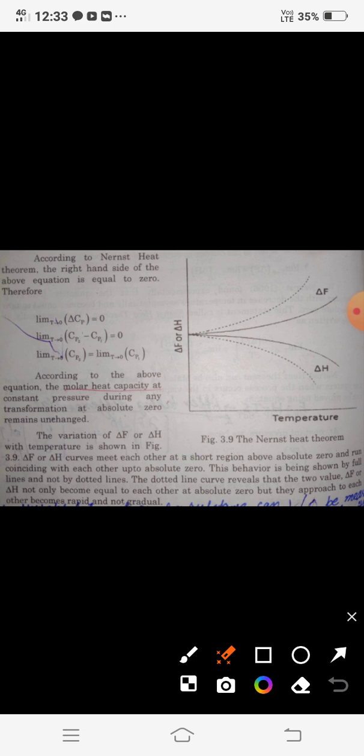In the previous derivation we have said this: when T approaches zero, meaning the temperature reaches the absolute zero value, this delta H and delta F will become equal. That thing we can see from the graph also. See that at the zero value these two factors are coinciding, and when the temperature is increasing these two factors are going apart from each other. So that was all about the Nernst heat theorem.